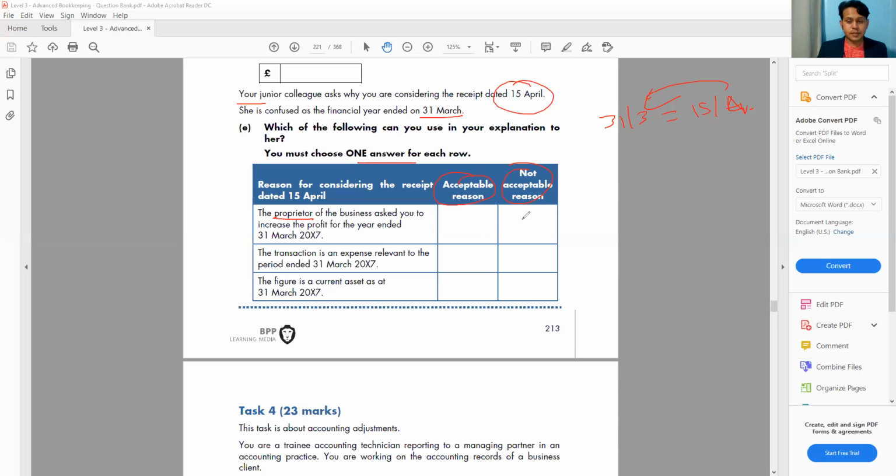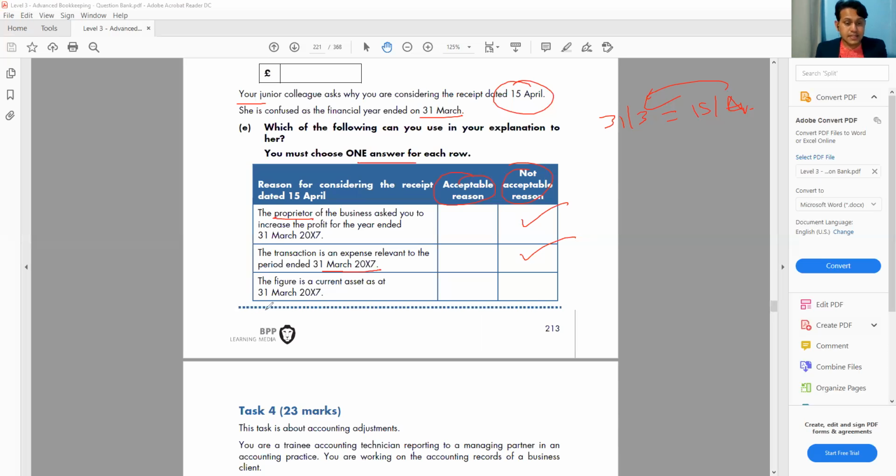So it's not acceptable. The next one says the transaction is an expense relevant to the period ended 31st of March. Is it an expense? Not really. It's a commission income, isn't it? So that's not an acceptable reason. Income is income, it's not an expense. So we would say no, it's not an acceptable reason.